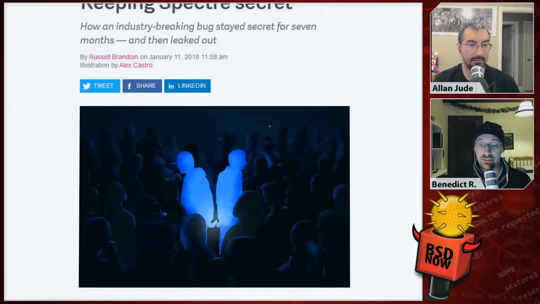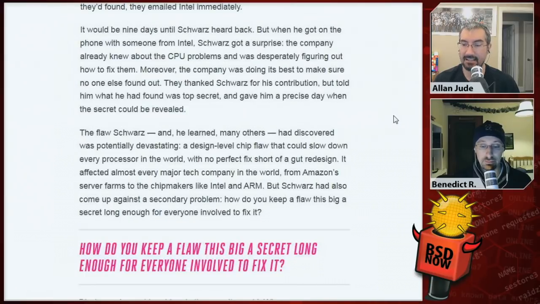Next up is a bit of a timeline that I found on the Spectre and Meltdown thing, and it talks a bit about the order in which things happened and how they managed to keep it secret for so long and then blow it later on in the process.